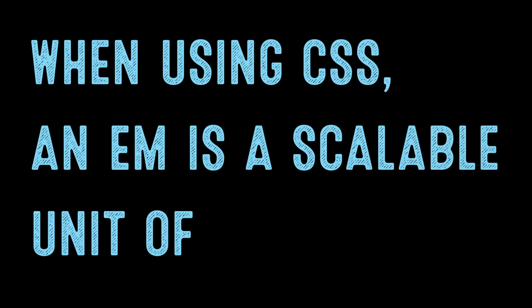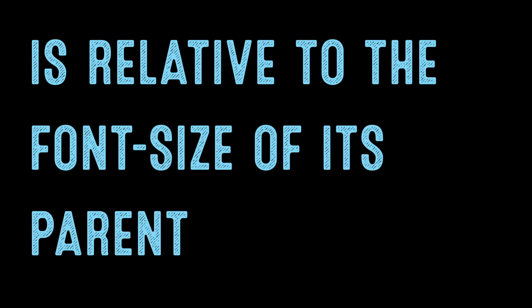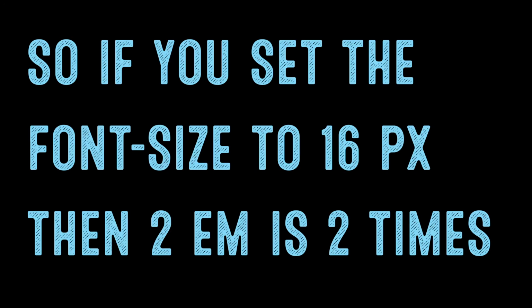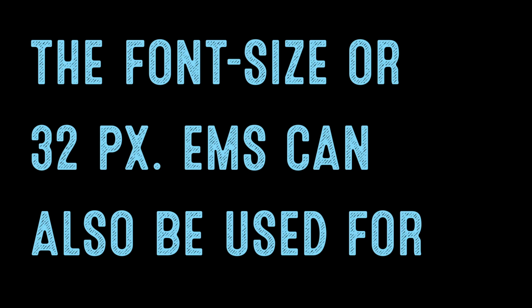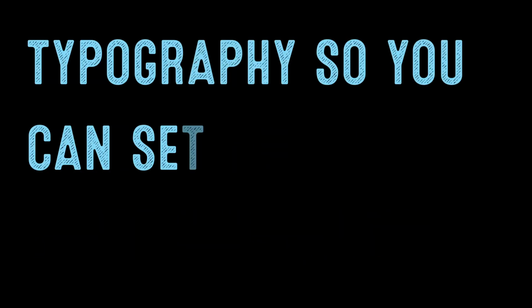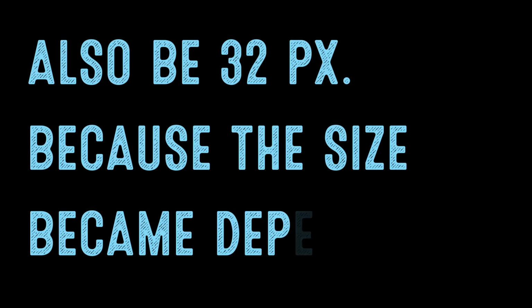When using CSS, an M is a scalable unit of size that is relative to the font size of its parent element. So if you set the font size to 16 pixels, then 2M is 2 times the font size, or 32 pixels. Ms can also be used for other properties other than those related to typography. So you could set a padding of 2 Ms, which would also be 32 pixels.